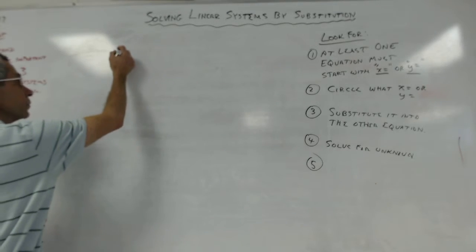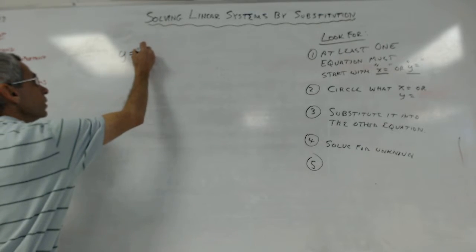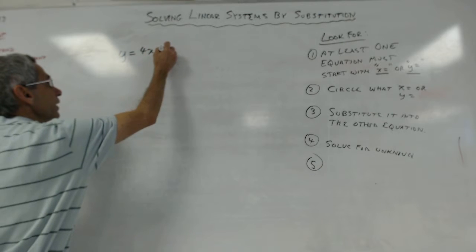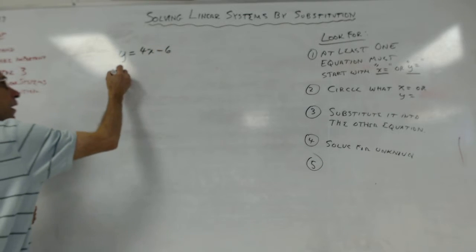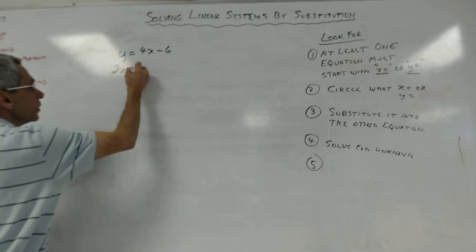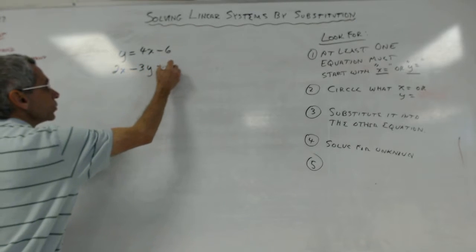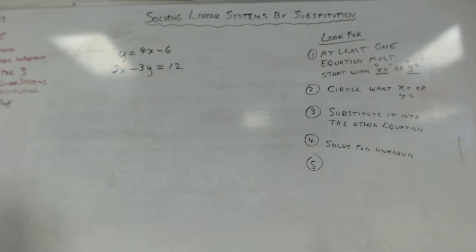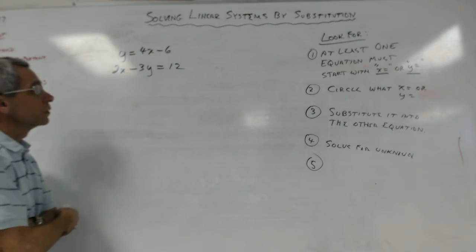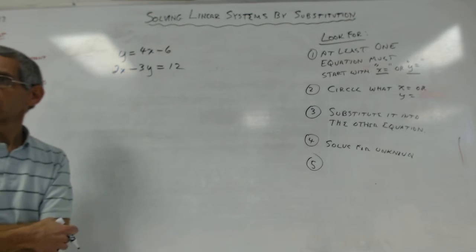All right, what if I gave you this? y is equal to 4x minus 6 and 2x minus 3y is equal to 12. What would I do? Okay, got it. You'd substitute the y. What am I circling? The y?